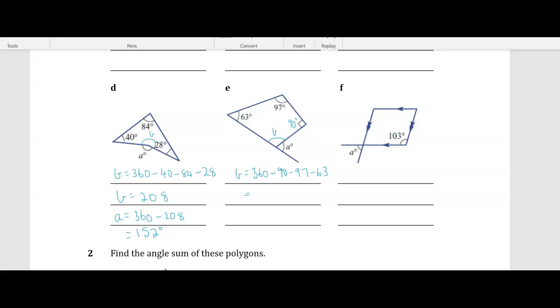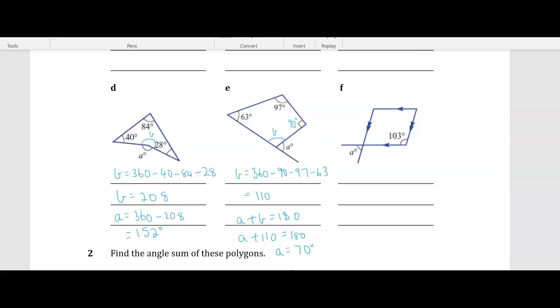Or you can do it on your calculator. 110. And A and B are actually supplementary angles, so they have to add up to 180. So A plus B has to equal 180. And we know B is 110. So that gives us A equals 70 degrees. You can always check your answer, and it does kind of look like 70 degrees.